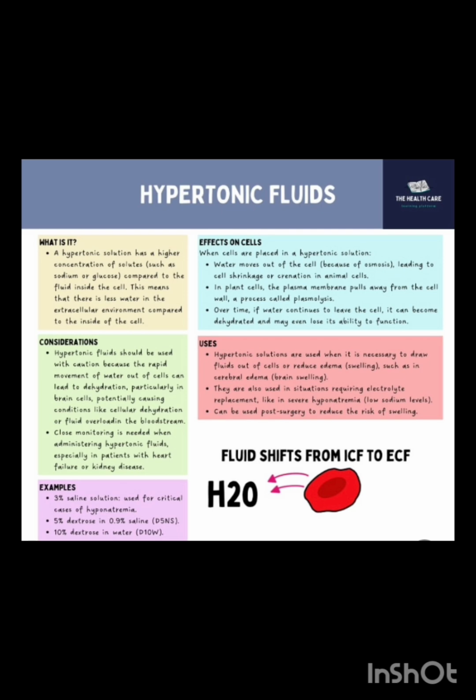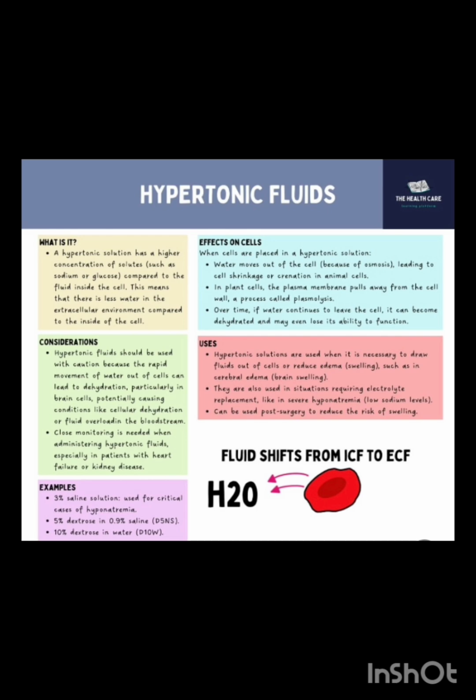Examples are 3% saline solution, 5% dextrose in 0.9% saline, 10% dextrose in water. Effects on cell. When cells are placed in a hypertonic solution, water moves out of the cell. In plants, the plasma membrane pulls away from the cell wall, a process called plasmolysis. Over time, if water continues to leave the cell, it becomes dehydrated and may even lose its ability to function.